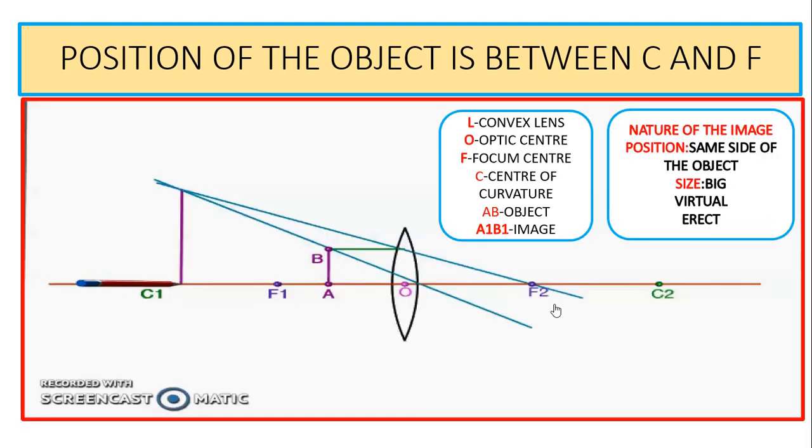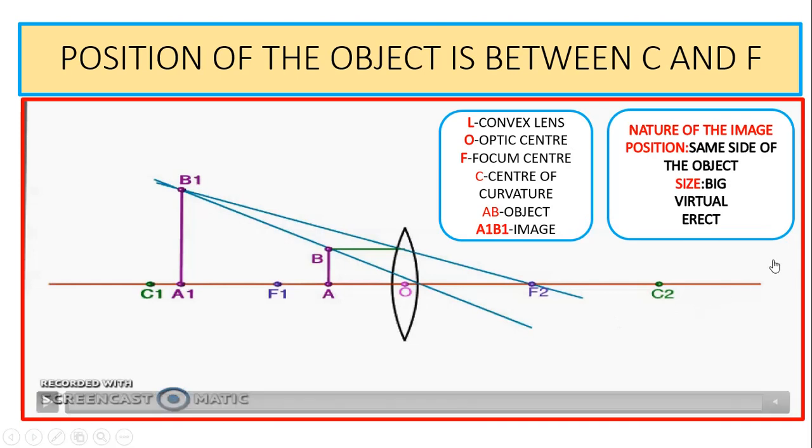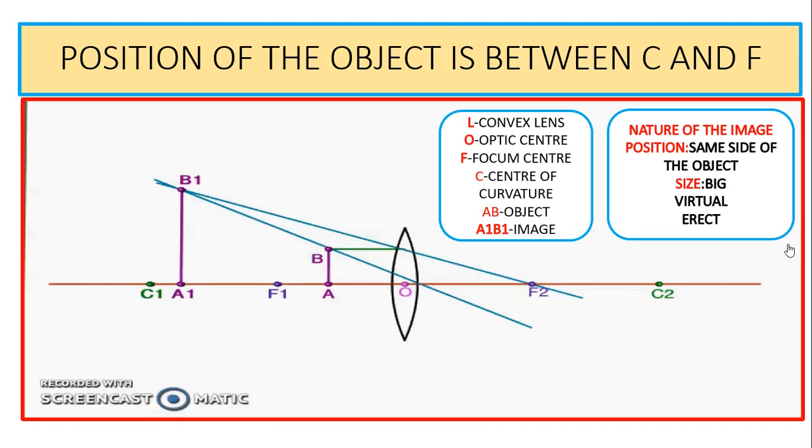So I think you are clear. When object is in between the F and O, then the image formed is virtual, erect, big and behind the object. So this is the image formed by the convex lens at different positions of the object.